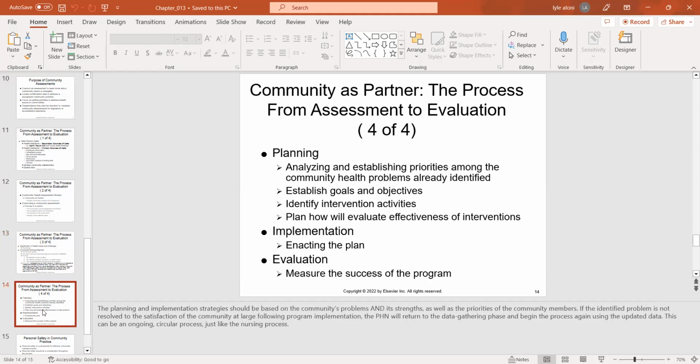So very specific there. The planning and implementation strategies we know are based on the community problems and its strengths, as well as the priorities of the community members. If the identified problem is not resolved to the satisfaction of the community at large after program implementation, the public health nurse will return to the data gathering phase and begin it again for updated data. So it's an ongoing circular process when we're doing this with our planning, implementation, and our evaluation.